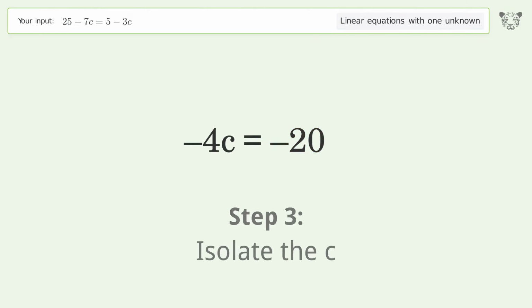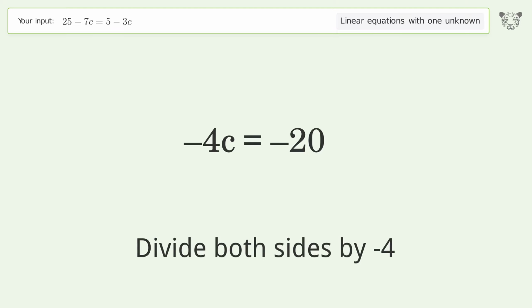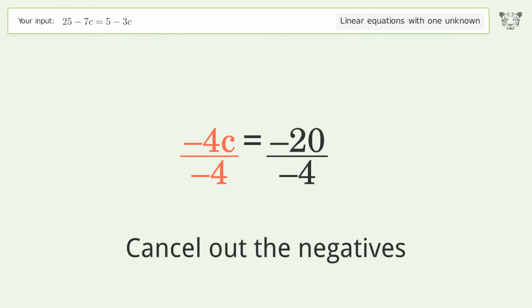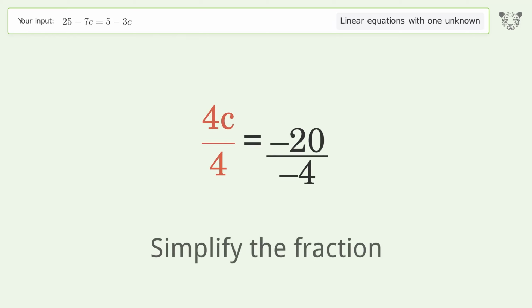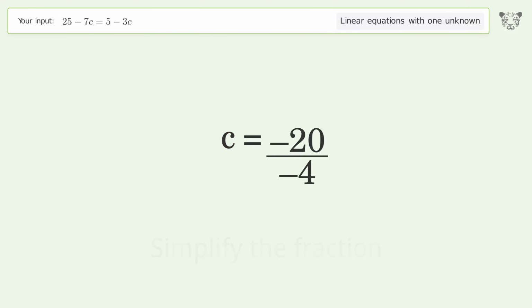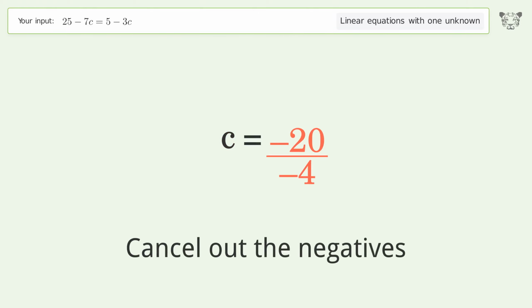Isolate the c. Divide both sides by -4. Cancel out the negatives. Simplify the fraction. Cancel out the negatives.